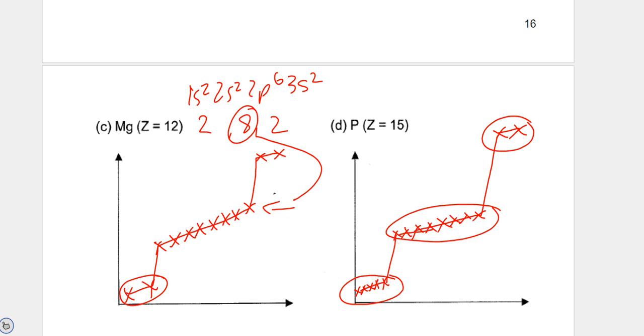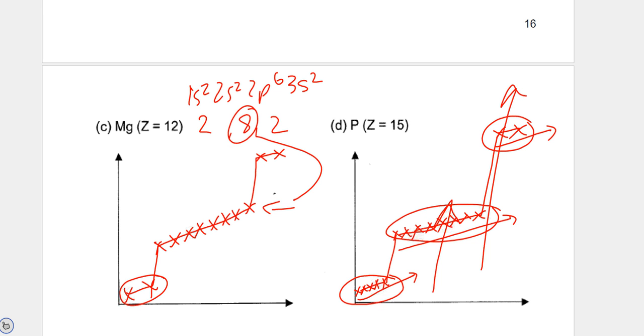We need to make sure that we're showing that the ionisation energy is gradually increasing as we remove each successive electron from each energy level. And then we're looking for big jumps as we go from one energy level to an inner energy level.